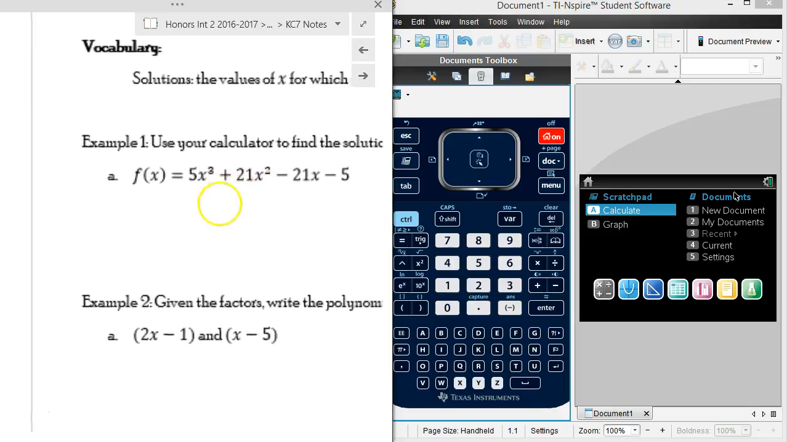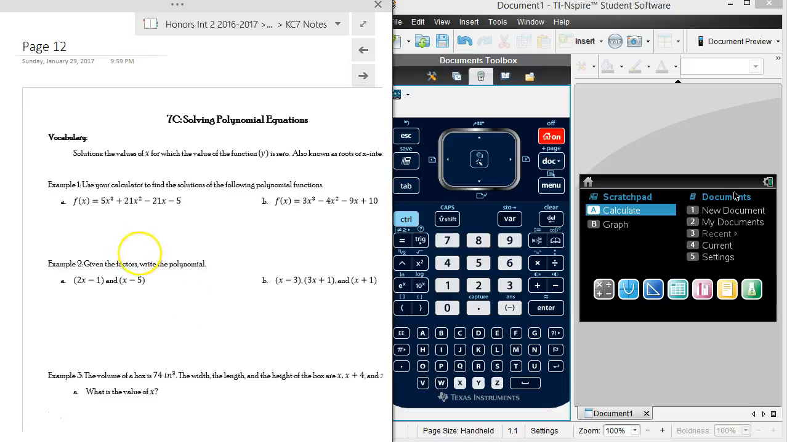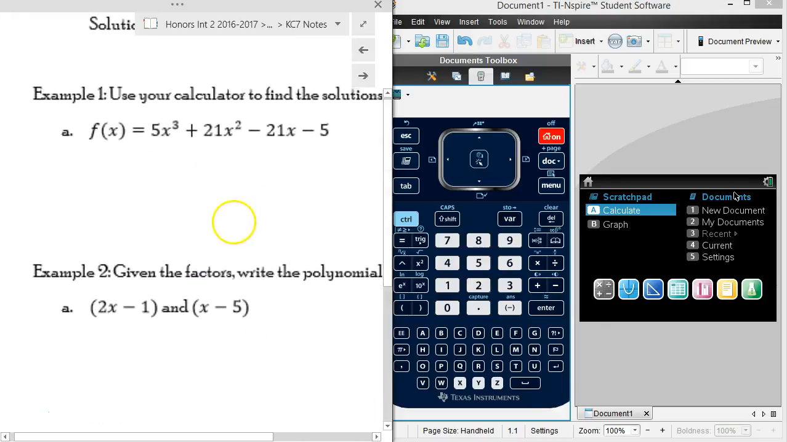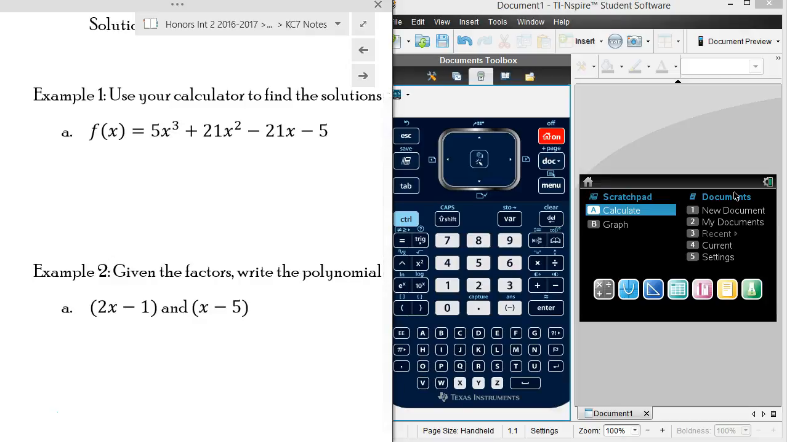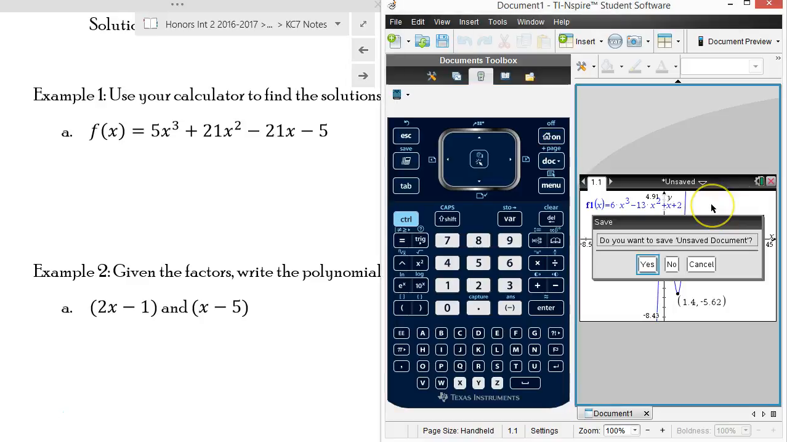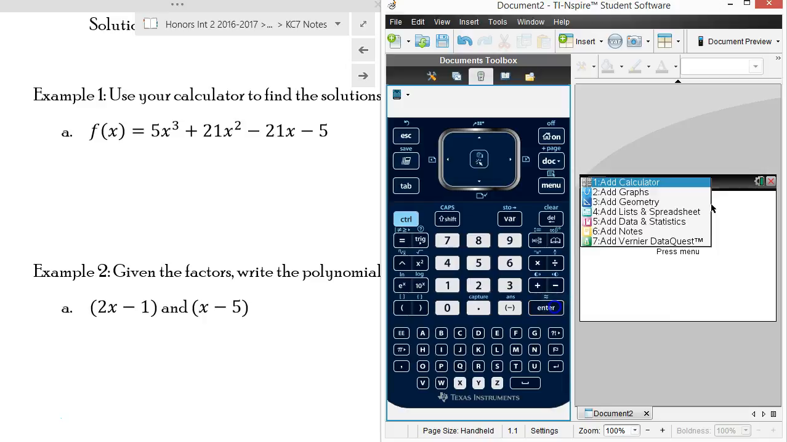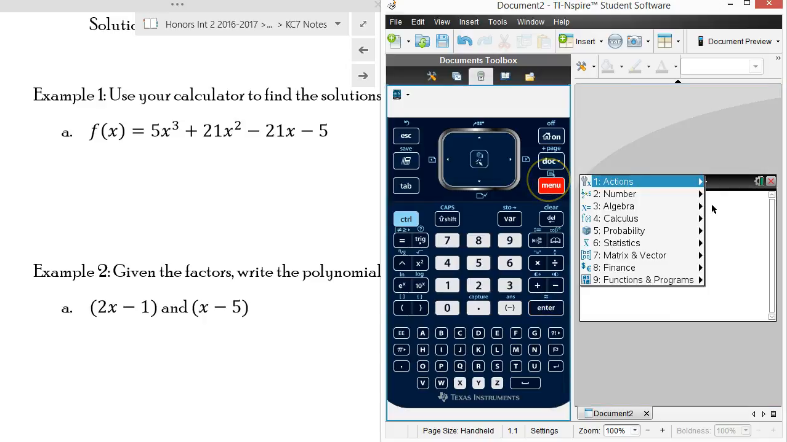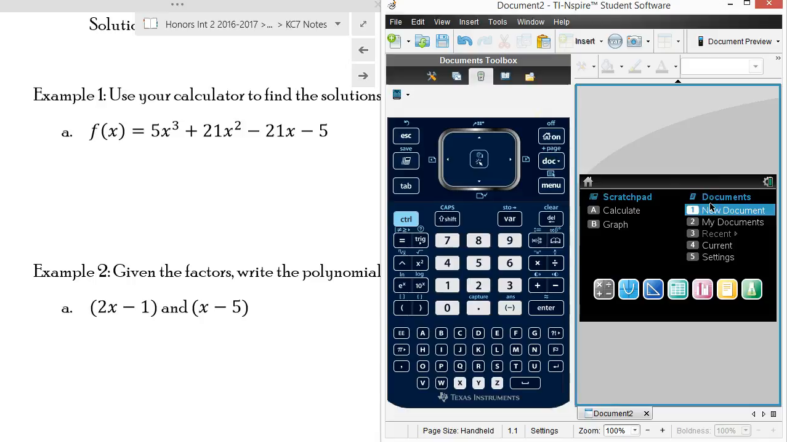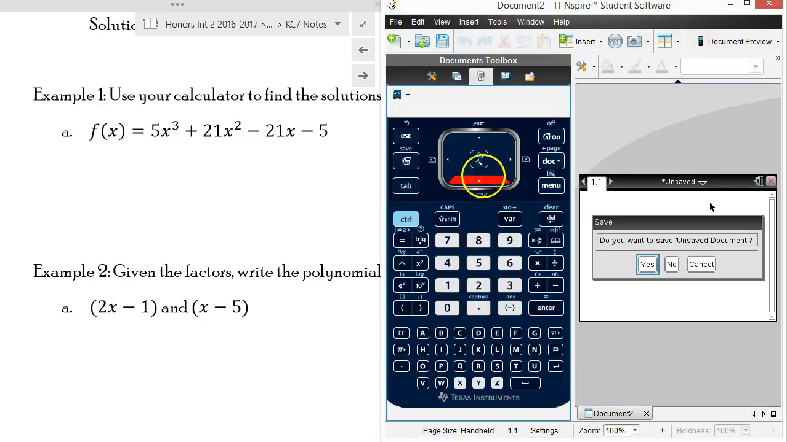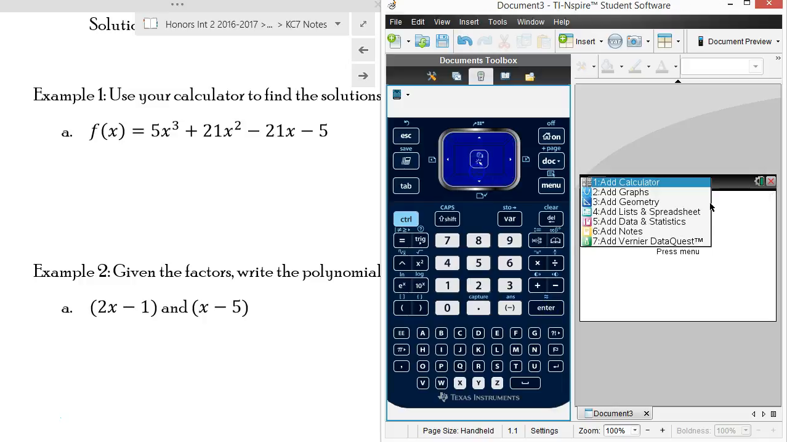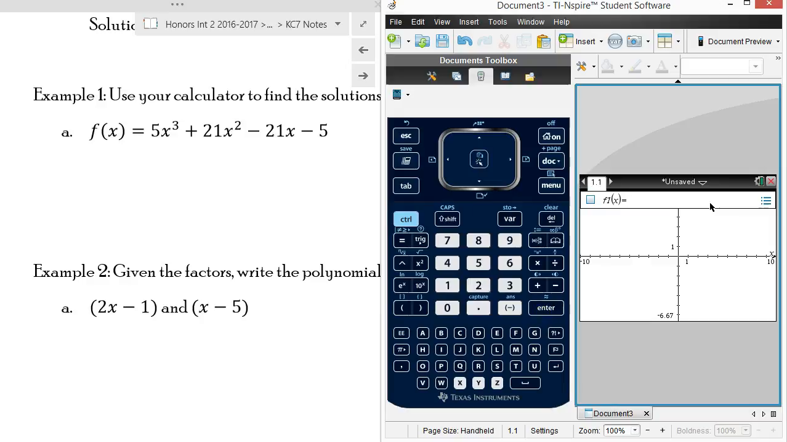So if I look at example 1, it says use your calculator to find the following solutions of the following polynomial functions. So it's our x-intercepts. So that's what we're going to do. On my calculator, I'm going to open a new document. And then we are going to add, not save. Now we're going to add a graph. I'm just going to graph this function first.